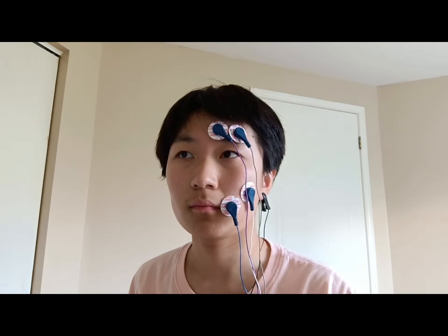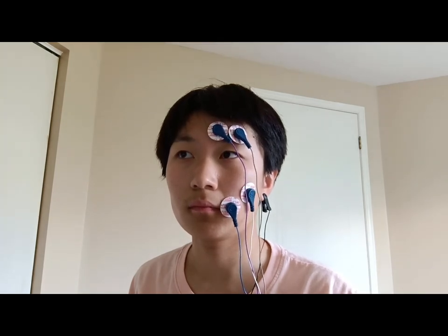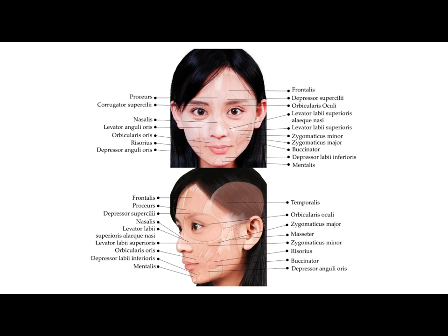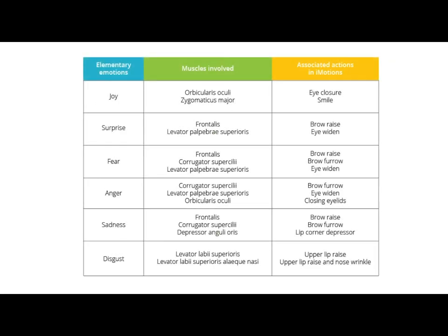Here we've only shown the use of two muscle groups, but with more electrodes, you can detect up to 43 total groups of muscles in the face for elementary emotions, for example, joy, fear, surprise, anger, and even calculate more complex emotions.